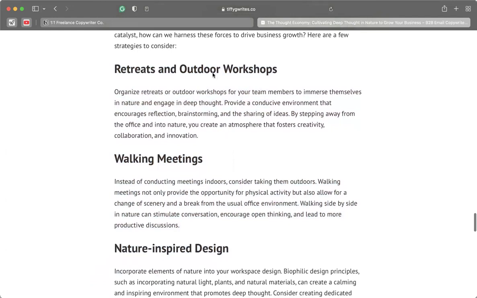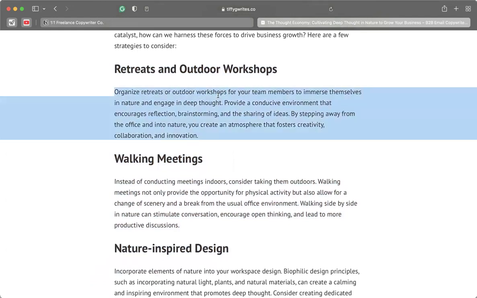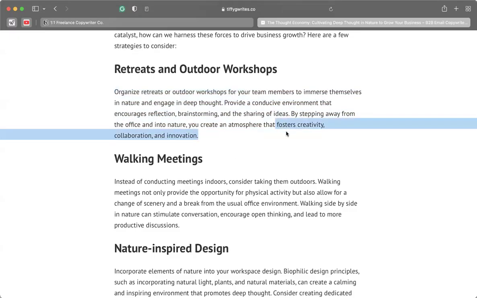They can organize retreats or outdoor workshops for their team members to immerse themselves in nature and engage in deep thought, and provide a conducive environment that encourages reflection, brainstorming, and the sharing of ideas. By stepping away from the office and into nature, they're going to create an atmosphere that fosters creativity, collaboration, innovation. Again, always reminding them what they're getting out of taking this advice. So it's like future storytelling, like dream life storytelling. Hey, if you follow this advice, if you do these retreats and these outdoor workshops, you're going to foster creativity, collaboration, and innovation with your team.